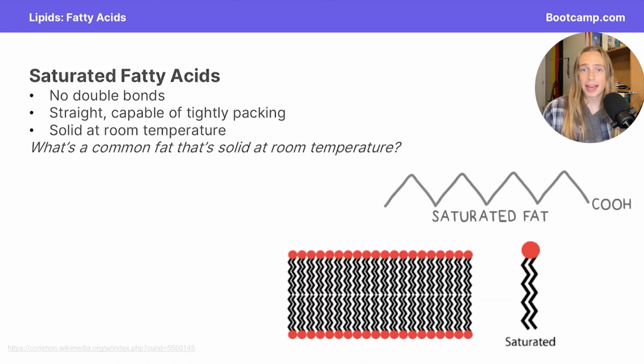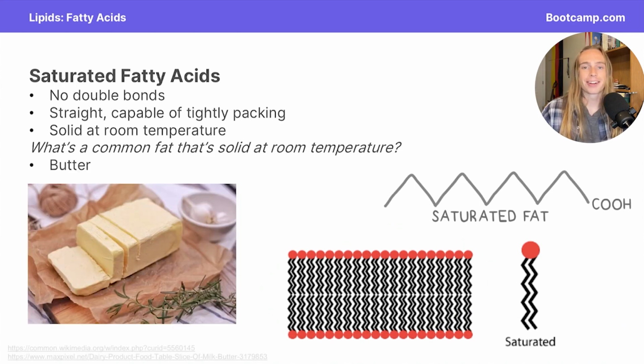Because saturated fatty acids don't have any double bonds, they have a really straight configuration. This straight configuration allows them to pack really tightly together. So this tight packing means that they're a solid fat at room temperature. Can you think of any fats that are solid at room temperature? And great, so butter's a really good example of a saturated fat.